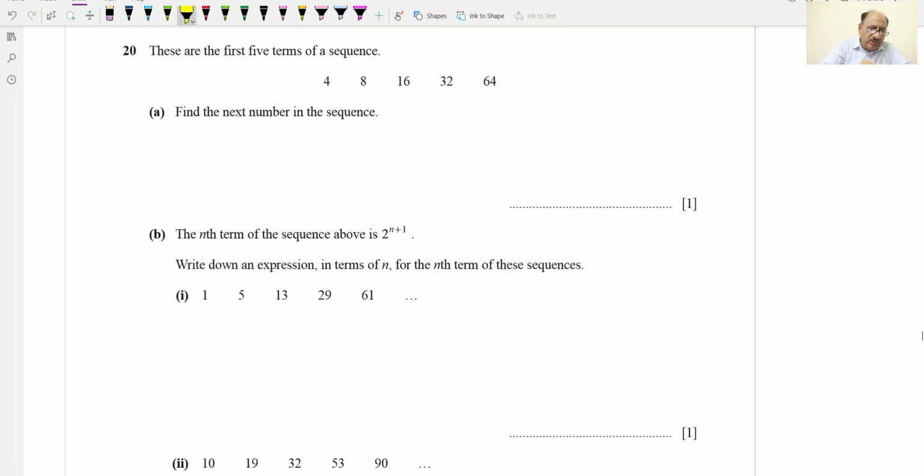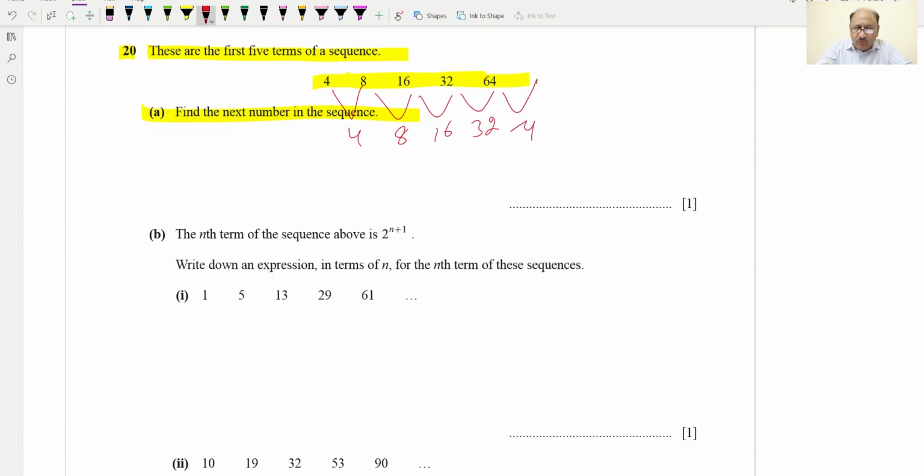Now question number 20, it says these are the first 5 terms of a sequence. So first 5 terms they have provided, find the next number in the sequence. So if we check, the difference is 4, adding 4, plus 4, then plus 8, then plus 16, plus 32. Next term will be plus 64. So 64 plus 64 will be 128. So our answer will be 128 for 1 mark question.